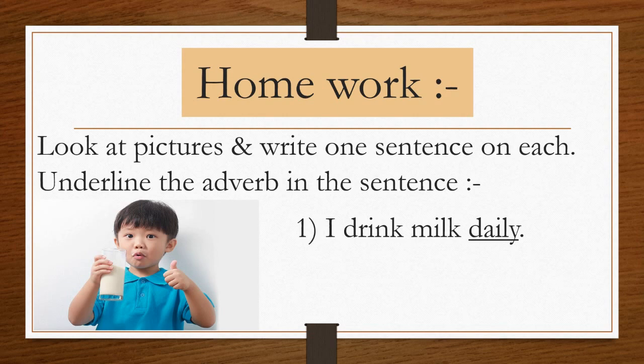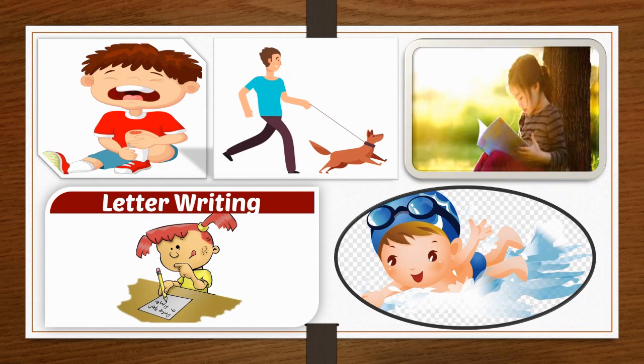In this way, I will be giving you some pictures. You have to look at that pictures, write one sentence on each picture and underline the adverb in that sentence. Okay? So, let's see the pictures. Here are the pictures. How many pictures are there? 5 pictures. So, how many sentences you will make? 5 sentences. And from that 5 sentences, you will underline the adverb.